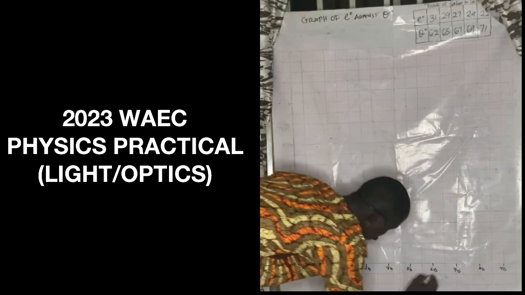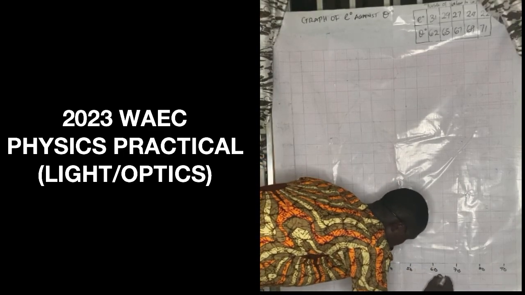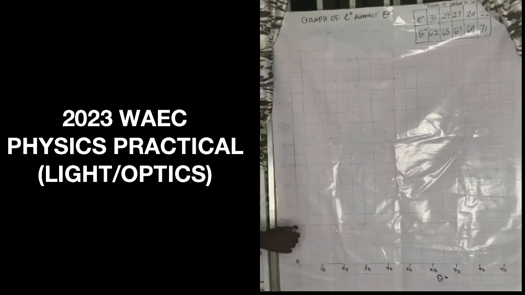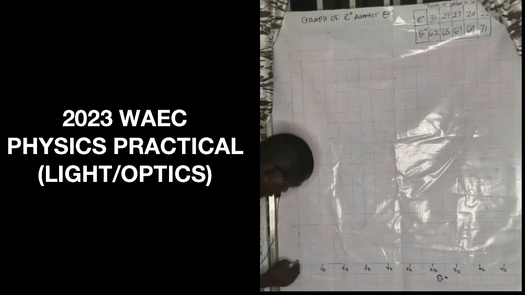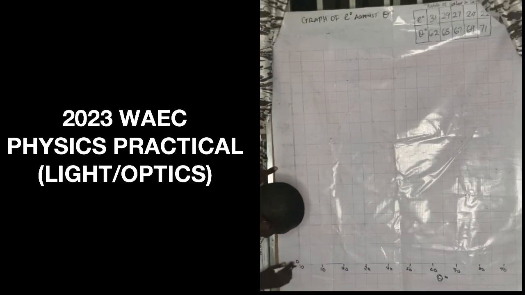So now don't forget, this is theta on the horizontal axis, and this one is E. This one is going to be 0, that's why we start at 0, 0. So this one will be from here to here. It's going to be 5. Don't forget this is 5.